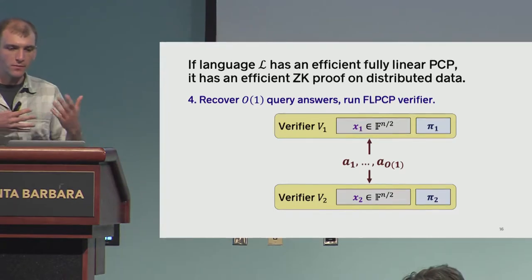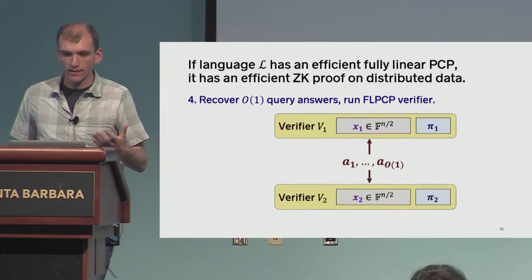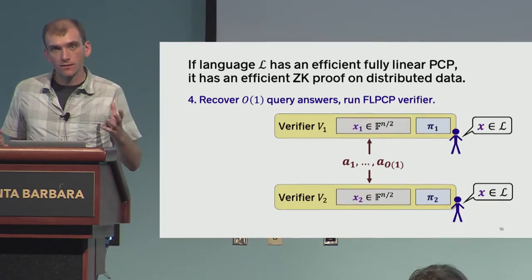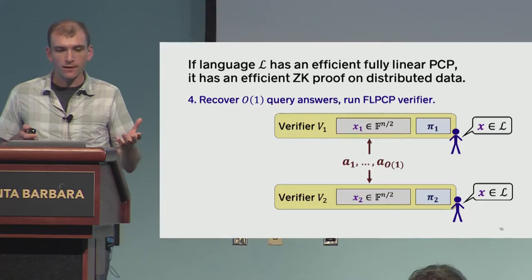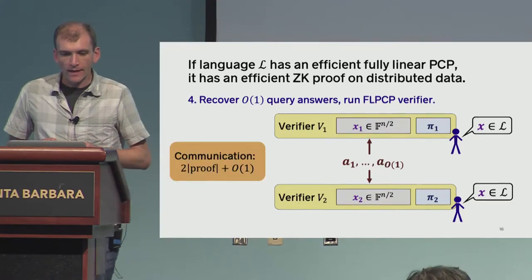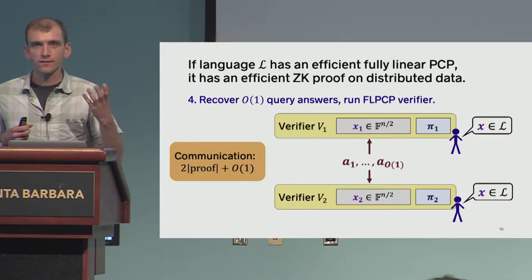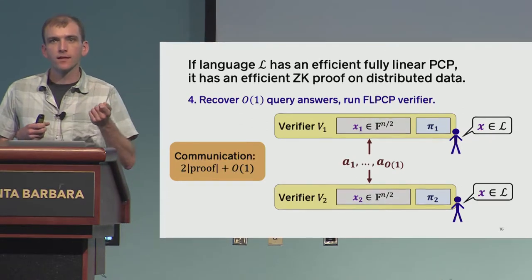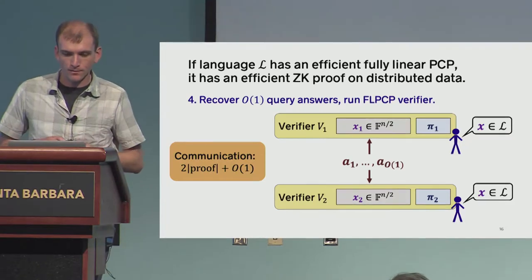So by simulating the process of asking the oracle queries in this way, after a constant number of elements of communication, the verifiers can recover the answers to these queries that the oracle would have given, and then they can just run the fully linear PCP verifier on these answers to check whether the proof is valid or not. And the communication here that was required between all of the parties was essentially twice the size of the proof, plus a constant number of elements for computing these oracle query answers.